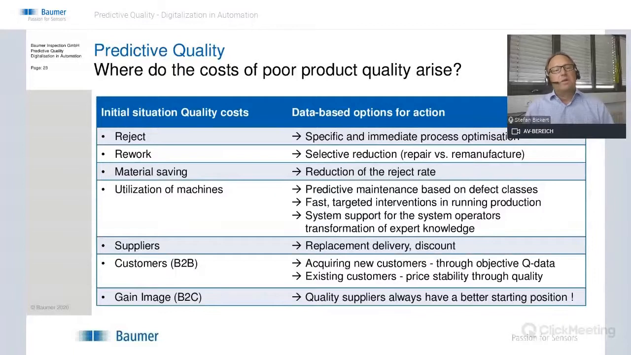Utilization with predictive maintenance, for example, and defect classes, you can much better do maintenance. Predictive maintenance is nowadays something you have to do. I guess most of you have done strategies to do that internally. And the human factor, system support of operators, is more and more important, to support them with expert knowledge. Put that into a system instead of into each operator.